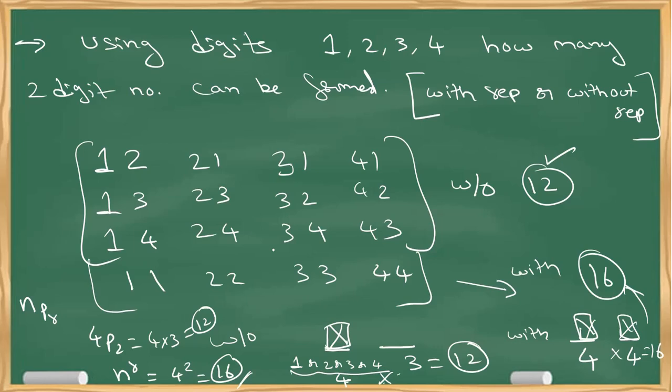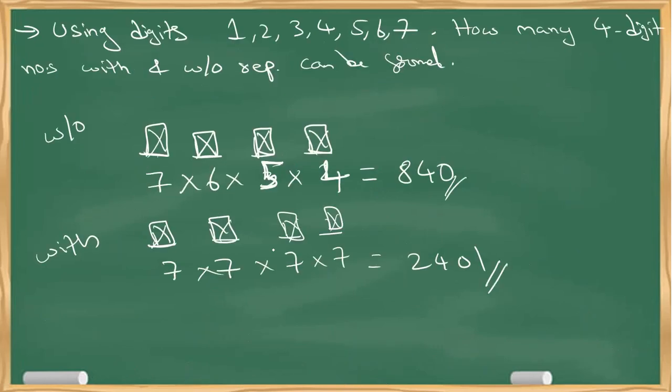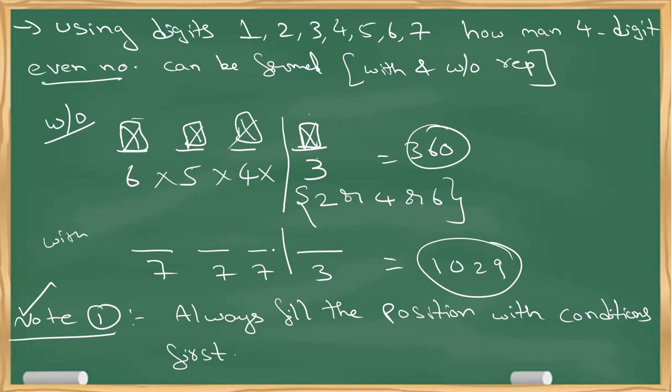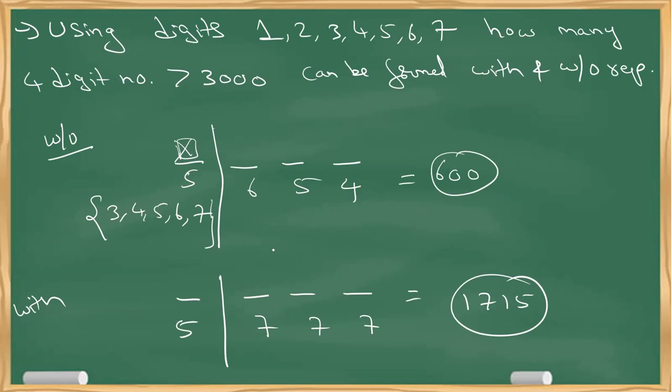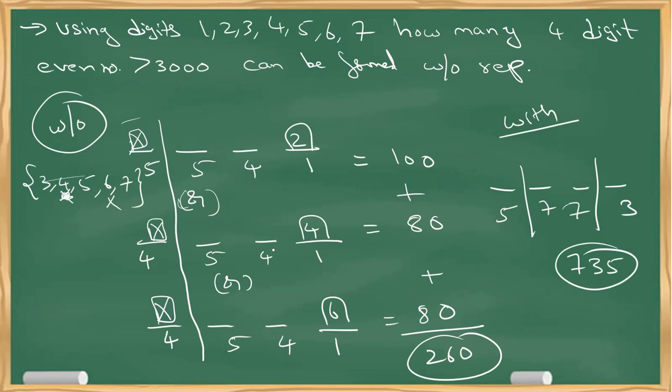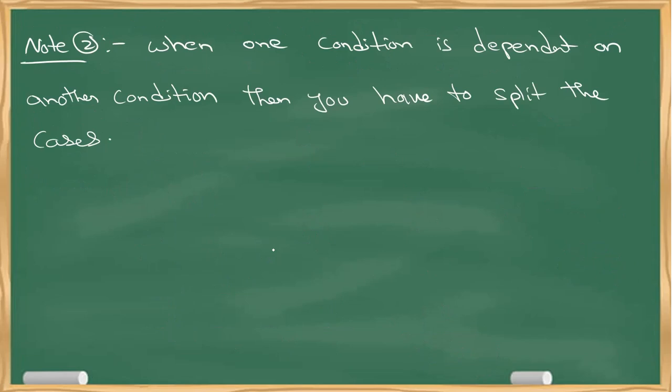Then we started with digits of two-digit number. Then we discussed four-digit numbers using digits 1 to 7, how many numbers can be formed without repetition and with repetition. Then we continued our discussion with conditions. So note 1 always says: always fill the position with conditions first. Next, we took one more condition, that it has to be greater than 3000, and we did the problem. Now we combined both conditions such that one condition is dependent on the other condition. So there we came up with note 2: when one condition is dependent on another condition, we have to split the case.